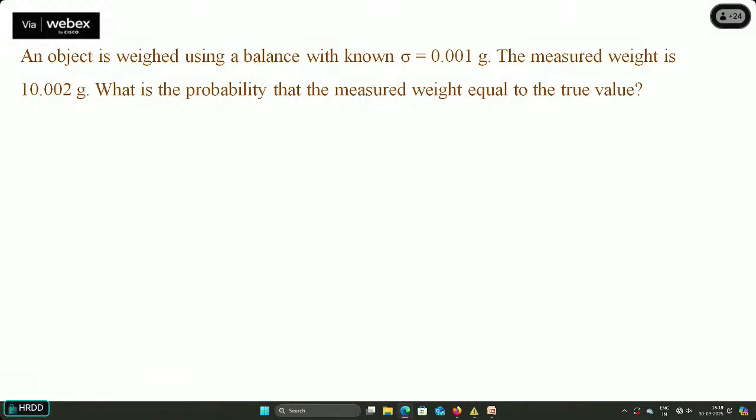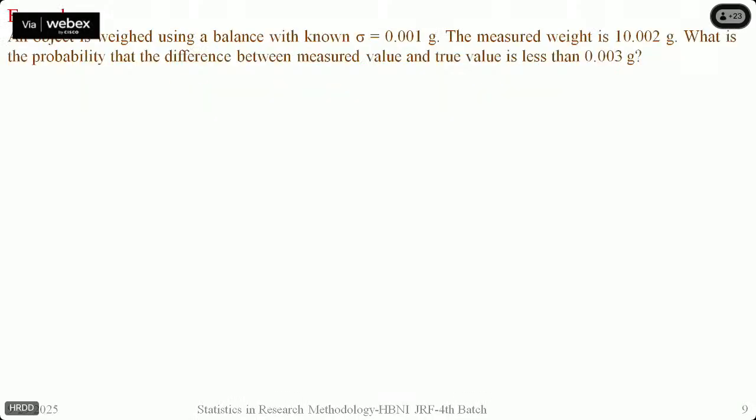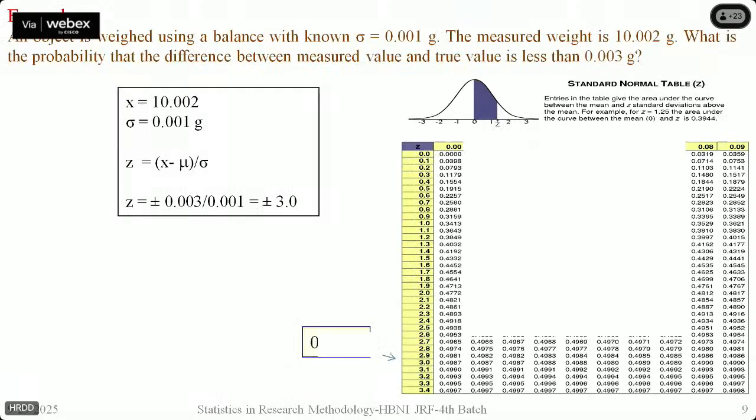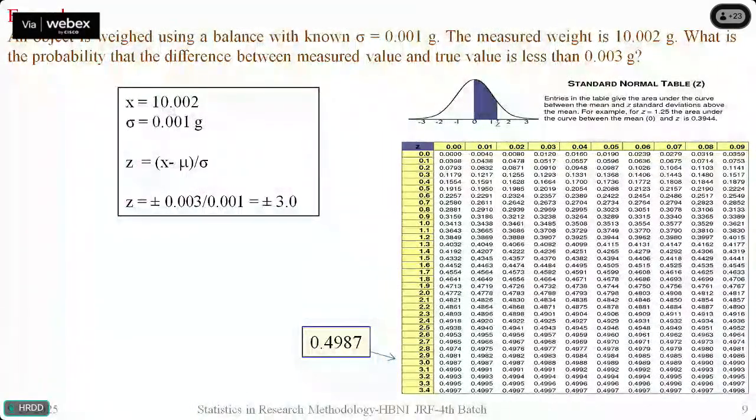X minus mu is 0, so Z is 0. Now for the probability, you want to see the table. Having calculated the Z value, go backward to Z equal to 0.